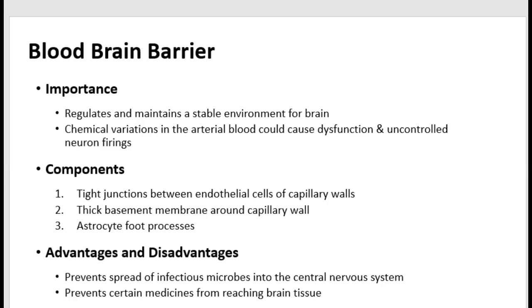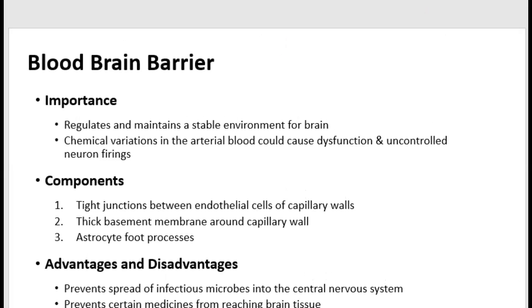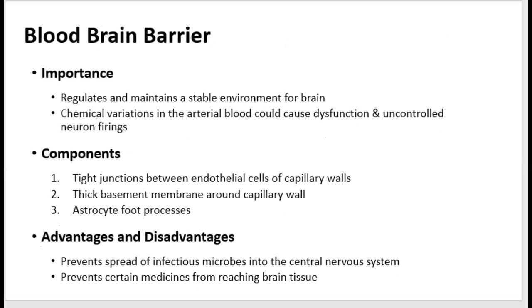So the take-home message for the blood-brain barrier is that it can regulate and maintain a stable environment for the brain. It also has three components: tight junctions, a basement membrane, and the foot processes of astrocytes. And finally, another take-home message is how it is an advantage and how it is a disadvantage.